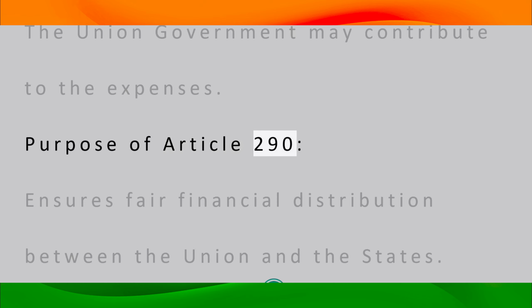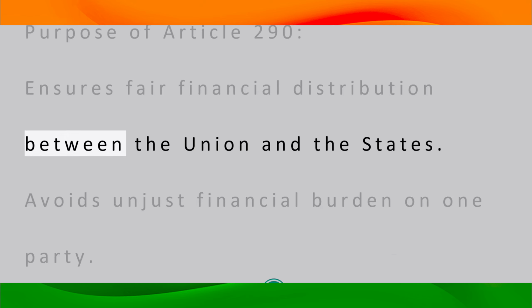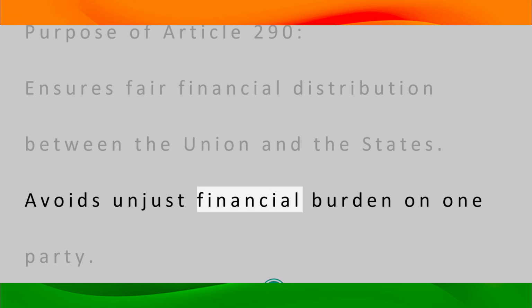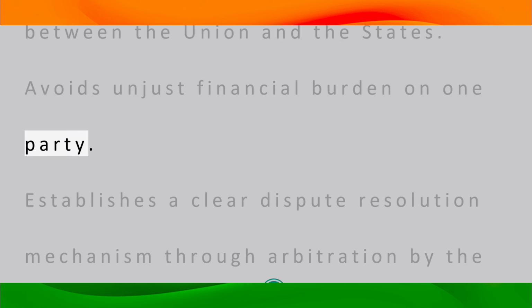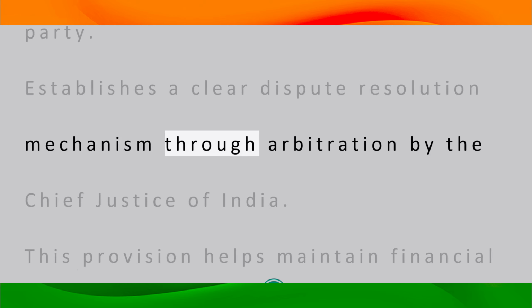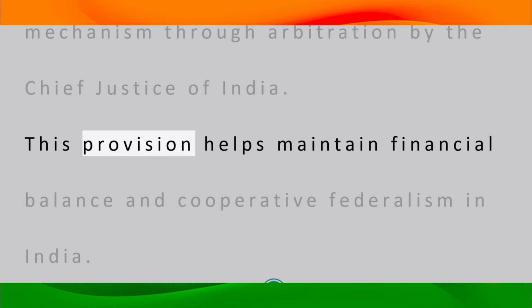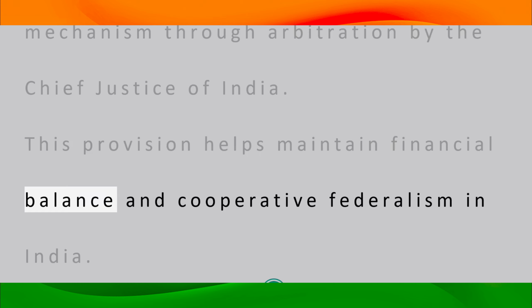Purpose of Article 290. It ensures fair financial distribution between the Union and the states. It avoids unjust financial burden on one party. It establishes a clear dispute resolution mechanism through arbitration by the Chief Justice of India. This provision helps maintain financial balance and cooperative federalism in India.